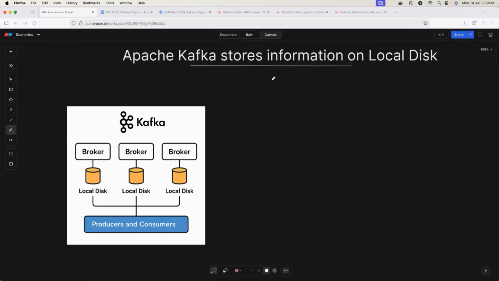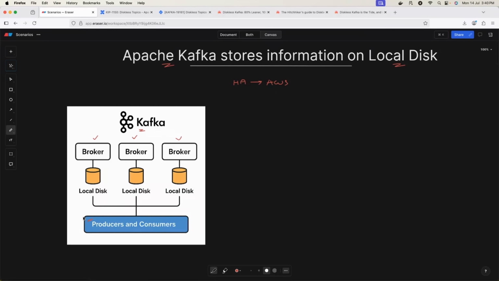Let's get started. So let's start with the first challenge. Apache Kafka stores information to the local disk. Let's say you have set up a highly available Kafka cluster on a cloud provider like AWS. Something like this, where you have a 3 server or 3 broker Apache Kafka cluster.